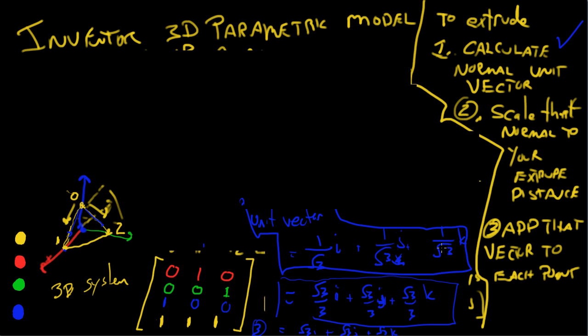And I am going to now finish. This unit vector turned out to be the square root of 3 over 3 mathematically, and then I'm extruding 3. So I'm going to take the unit normal vector, which was equal to the square root of 3 over 3 i plus the square root of 3 over 3 j plus the square root of 3 over 3 k.